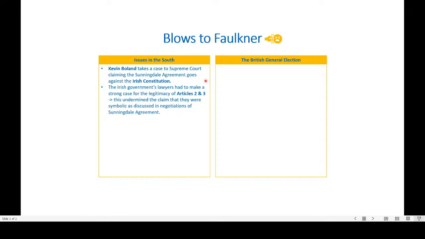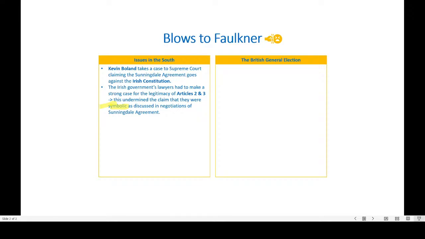During this case in the Supreme Court, the Irish government's lawyers had to make a strong case for the legitimacy of Articles 2 and 3, which laid claim to the national territory of the island of Ireland. So essentially laying claim to Northern Ireland coming under the South's control. This undermined the claim that they were symbolic, as the Irish delegates discussed in the negotiation of the Sunningdale Agreement. So this was another blow to Faulkner that really increased the tensions in the Unionist community.